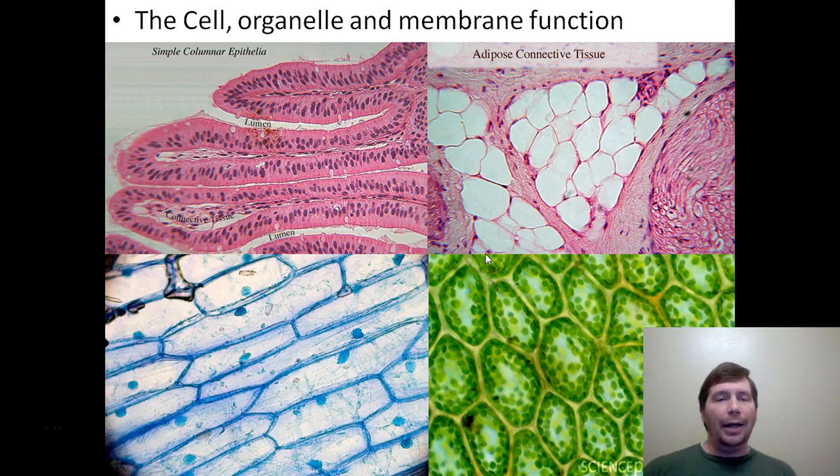Hi, it's Mr. Bennett, and in this unit we're going to talk about the cell. We're going to talk about the absolute most basic part of biology, that everything in biology comes back to the cell. So in this unit we're going to give you an introduction to the cell, the organelles that are in the cell, and how the cell membrane works.